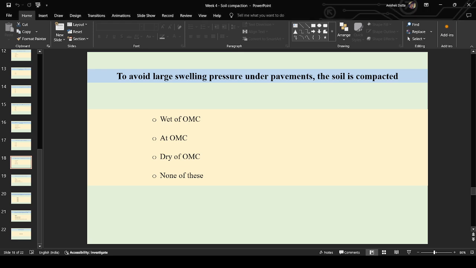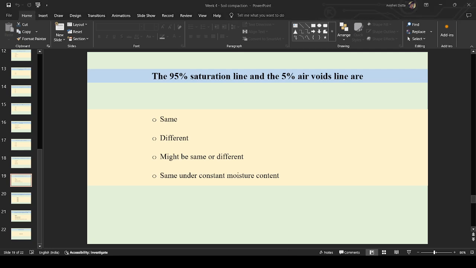I repeat the question. To avoid large swelling pressure under pavement, the soil is compacted. The options are wet of optimum moisture content, at the optimum moisture content, dry of the optimum moisture content, or none of these. Okay. So next question.